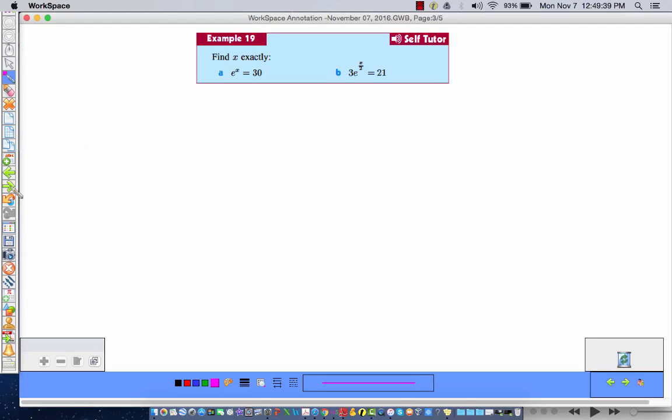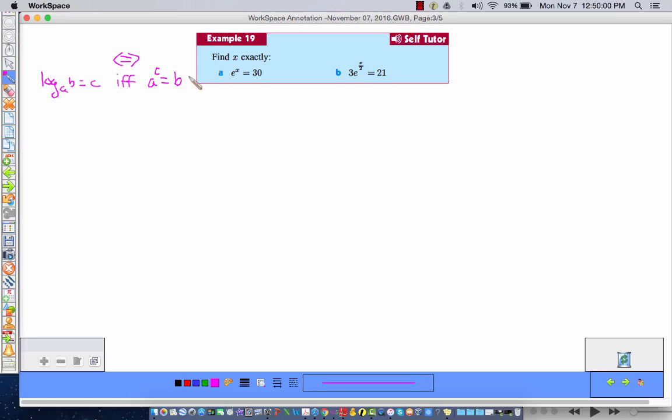Find x exactly. Well, for this one, remember that log base A of B is equal to C if and only if A to the C is equal to B. This is another way to express it, and you remember I've been using the phrase if and only if.